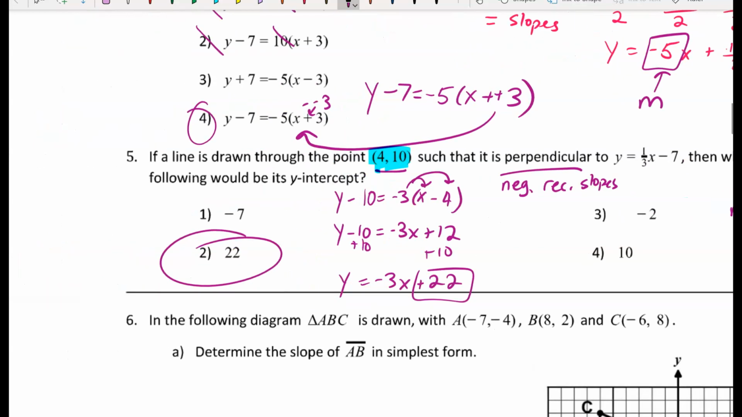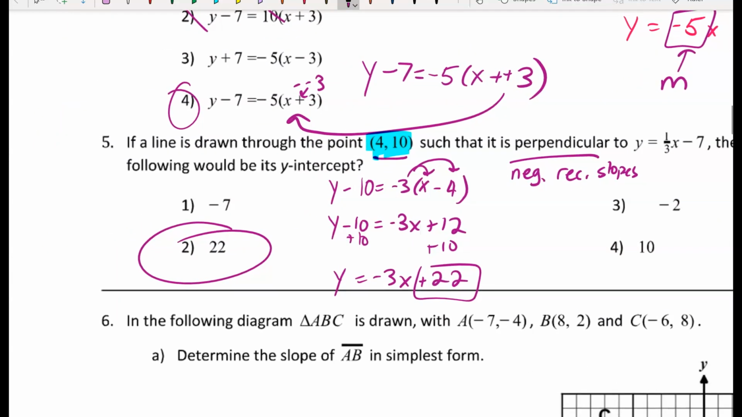Alternatively, and I'll write a little side note over here, if I think about slope-intercept form, I already know what my slope is. That should be -3. And I can plug in an x value and a y value because I know one point that's definitely on the line, (4, 10). I could plug in 10 for y, and I can plug in 4 for x. Then in this equation, the only unknown I have is b, which represents my y-intercept.